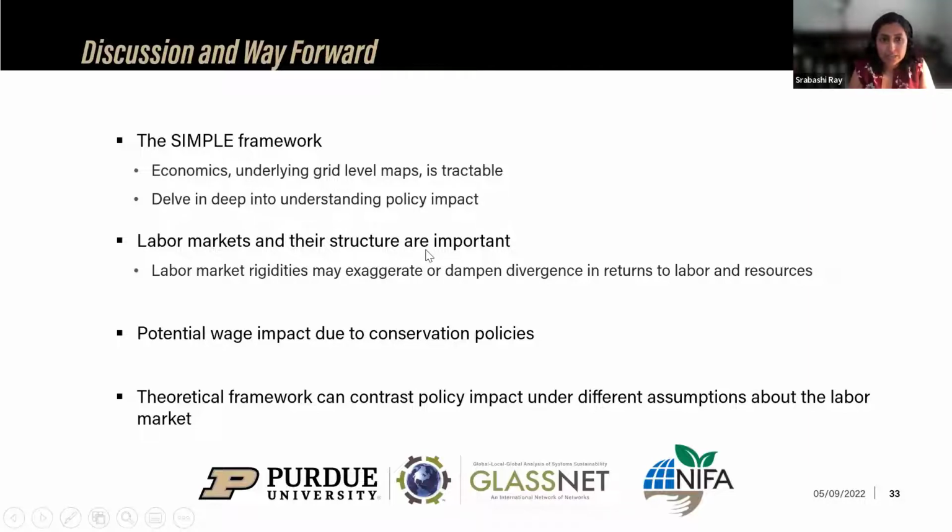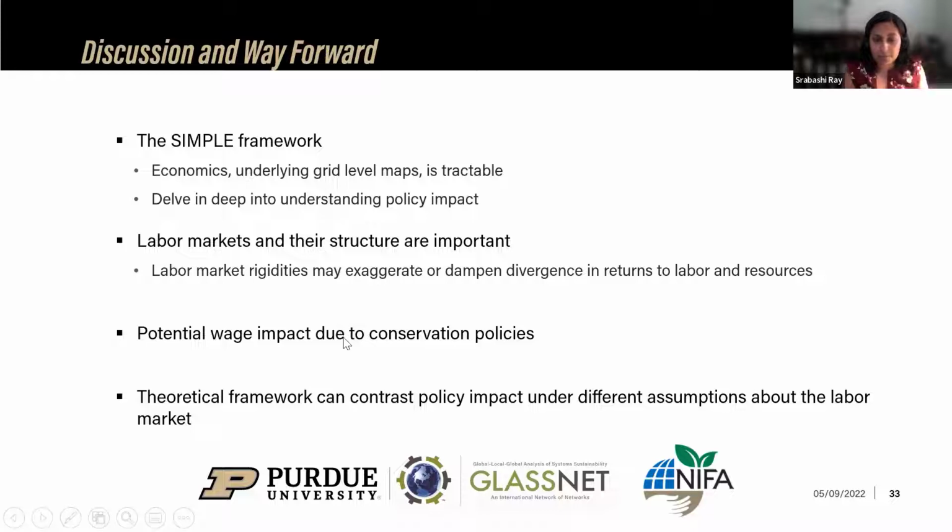Just quickly to conclude, the simple framework is really useful in keeping the economics tractable to understand the grid level results that we observe from IAMs. At the same time, we delve deep into understanding the impact of the policy, as I showed by disaggregating the results of a conservation policy. We make the point that understanding labor markets is important because their structure is evolving, and depending on the assumption we make about labor markets, it can have a divergent impact on different inputs of production, for example, labor and resources.